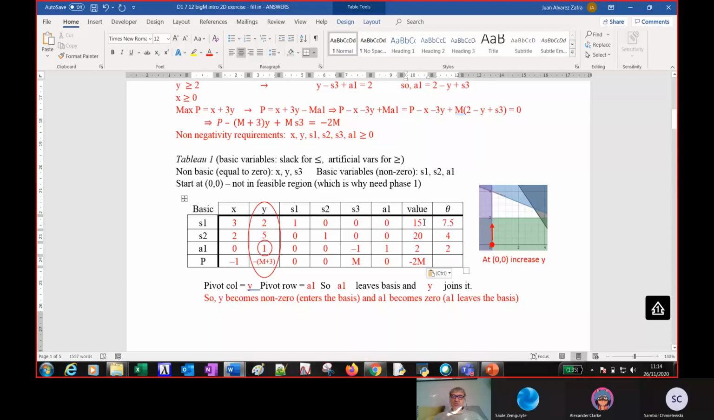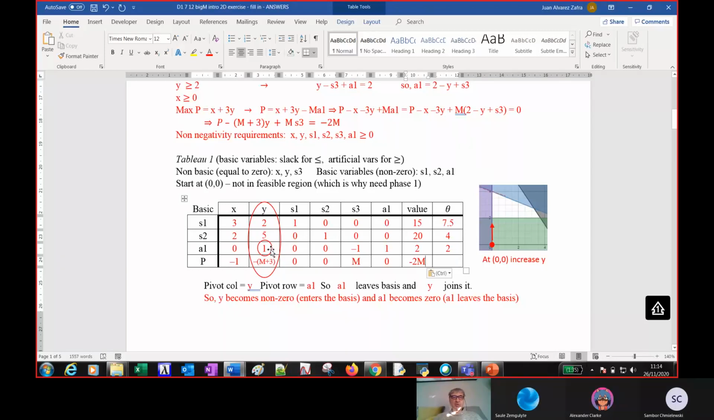So now we take each of the values and divide by the y column. 15 divided by 2 is 7.5. 20 divided by 5 equals 4. 2 divided by 1 is 2. And notice we get exactly the same things as we did when we had the two-phase problem. We will be largely getting the same things all the way through. And if we look at each of those, any negatives or infinite values we ignore. Positive values we look at, and we take the smallest positive value, which is the 2, which means that the pivot row is the A1 row.